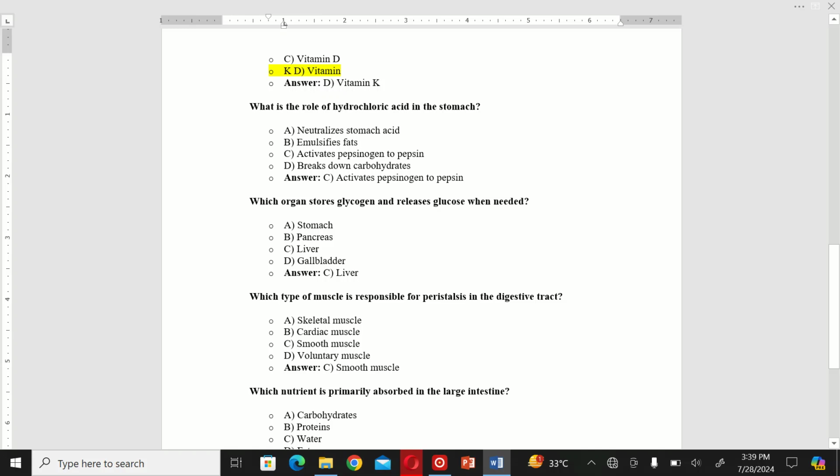The next MCQ is what is the role of hydrochloric acid in the stomach? A. Neutralizes stomach acid. B. Emulsifies fat. C. Activates pepsinogen into pepsin. And D. Breaks down carbohydrates. So the correct option is C.